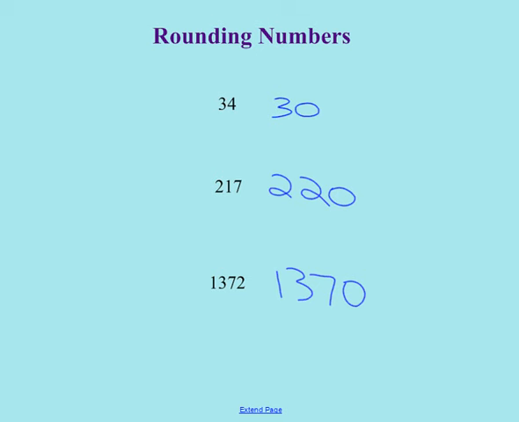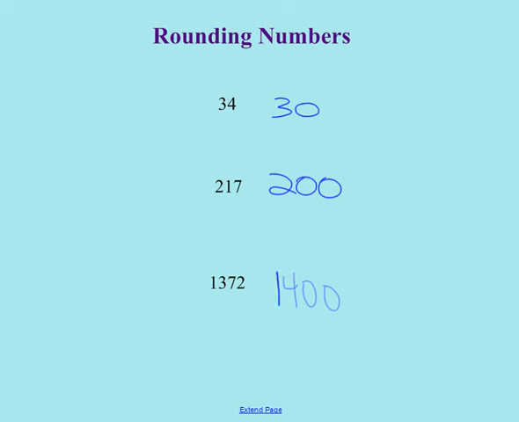Now let's go back, and let's round 217 and 1,372 to the nearest 100. 217 rounded to the nearest 100 would round down to 200. 1,372 rounded to the nearest 100 would round up to 1,400.